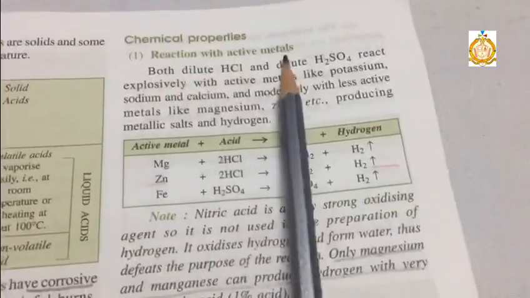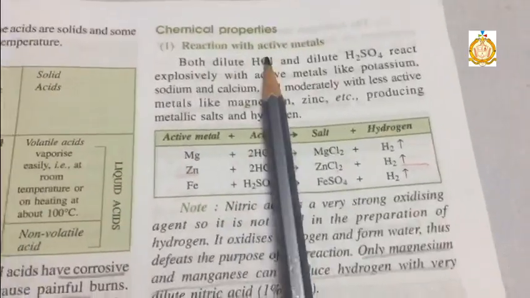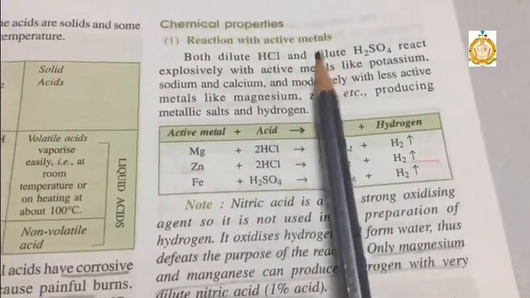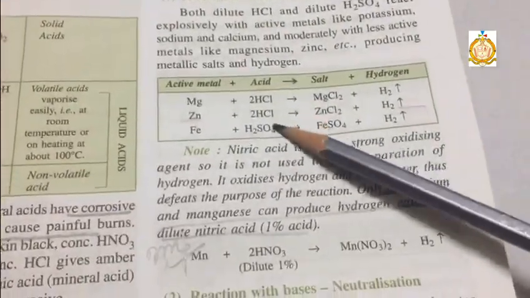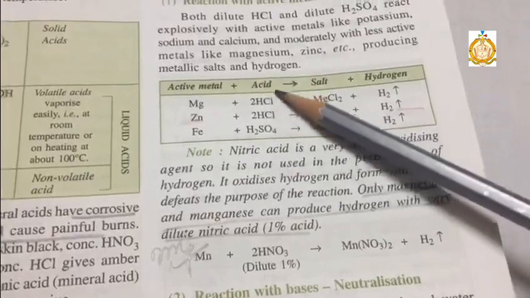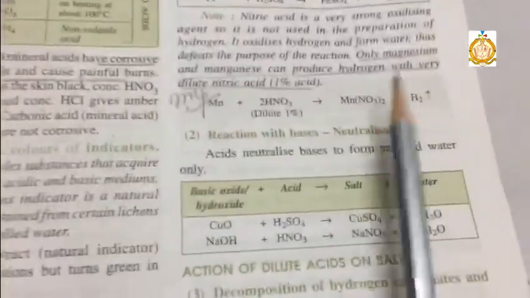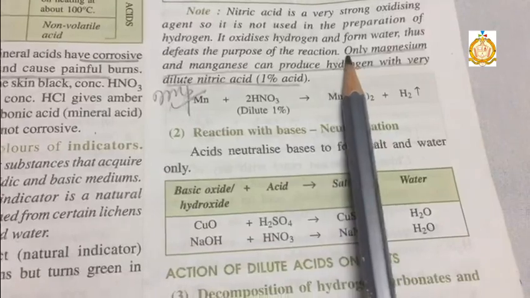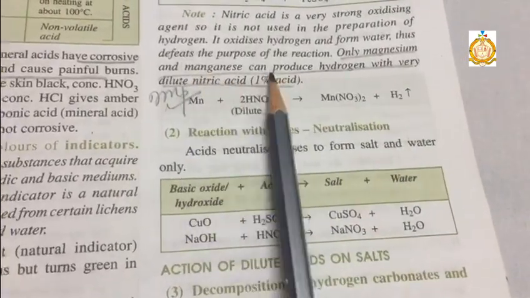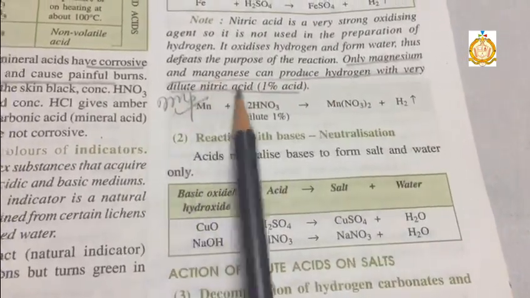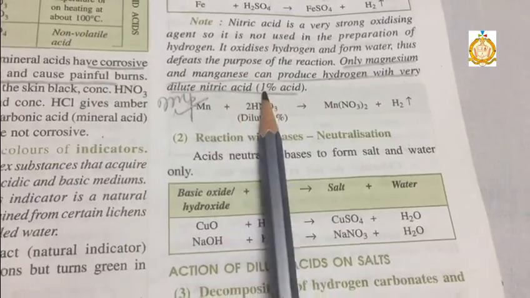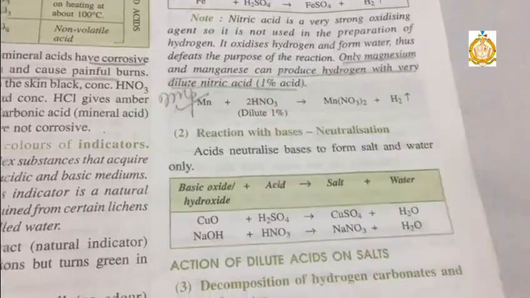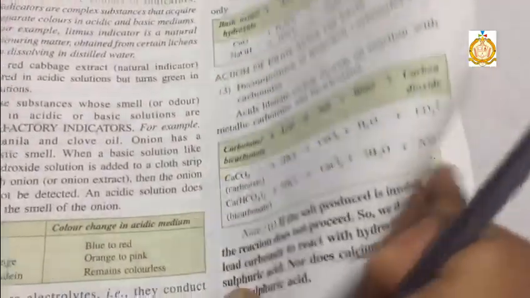Next is chemical properties. These chemical properties we will do in chapter 8, the hydrogen chloride chapter. Same as it is here, different acids are taken and there I will explain with HCl. So the topics are the same. This question is important, please underline. Only magnesium and manganese can produce hydrogen with very dilute nitric acid, that is 1% nitric acid, and the rest 99% is water. All these properties we will do in that chapter.